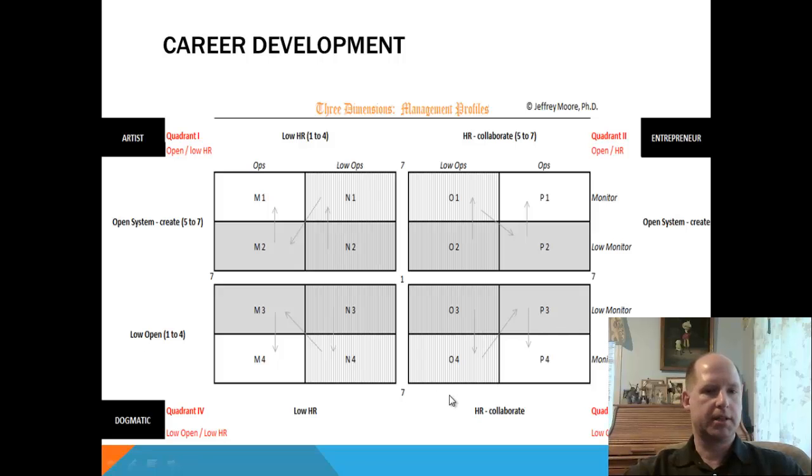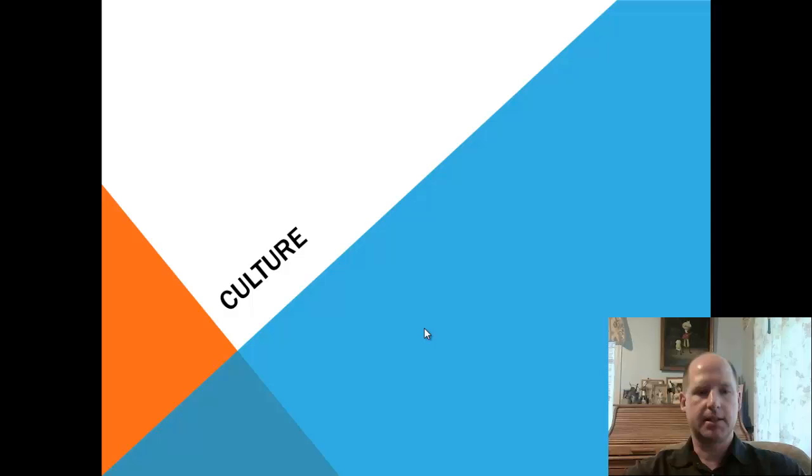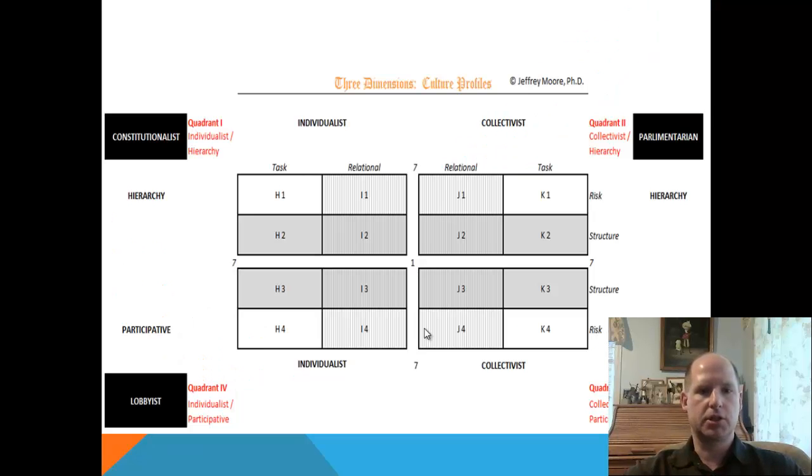Now, one of the things that I would like you to have, if you're interested, is that in each of the quadrants you can think about development of your skill set to go from lower functioning, which is the N2, O2, N3, O3, to a higher functioning piece in those quadrants. But we can talk about that as we go in the course. Now let's take a look at dimension number 2, which is culture.